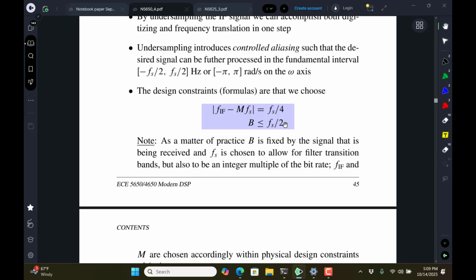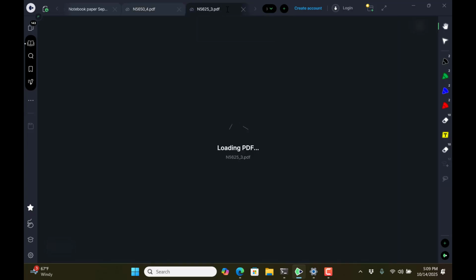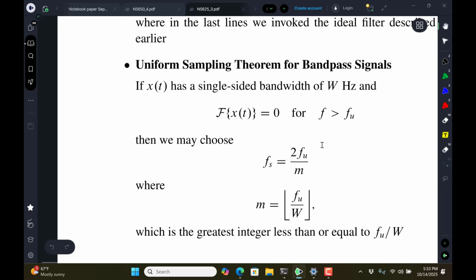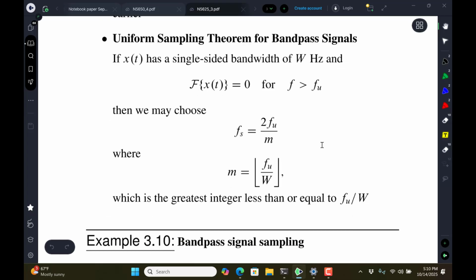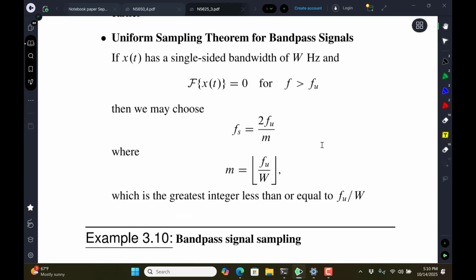If we were to go back and look at some materials that I have from Tom 1, because sampling theory does show up in there, this is a theorem that tells you exactly how you have to set the sampling rate relative to the upper frequency of the signal, and then W is the bandwidth, and then you're allowed to find the sampling rate based on this formula right here, where M is the greatest integer less than FU over W. I'm going to run my Python code, and we're going to try this equation out.